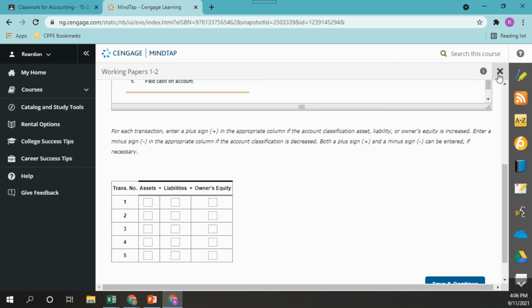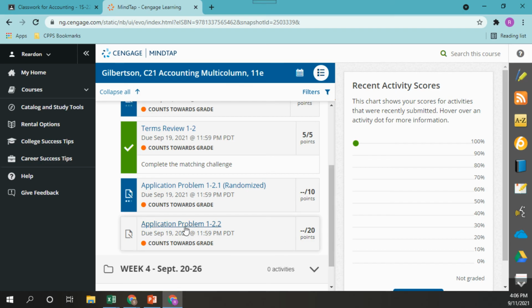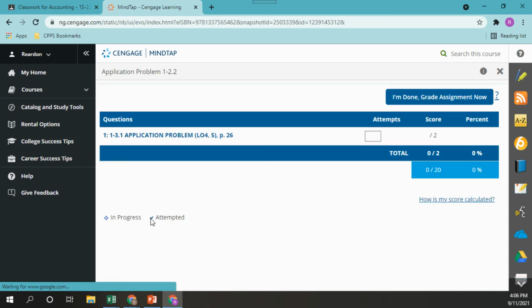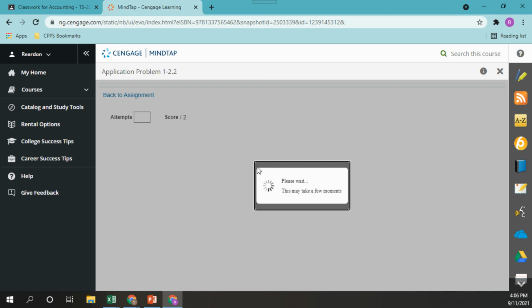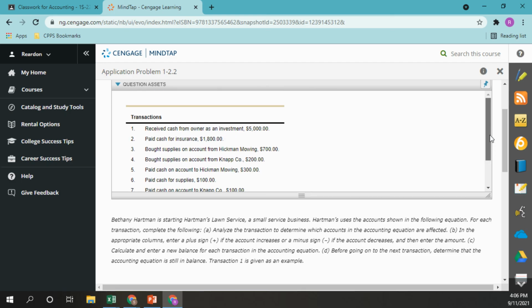All right. Now I want to introduce the last assignment, application problem 1.2. Well, by the way, make sure you understand that with terms review, where you do the matching, there's 2 pages to that. Application problem 1.2. Let me open that up. Okay. And here we have, ding, ding, ding, we have 8 transactions.